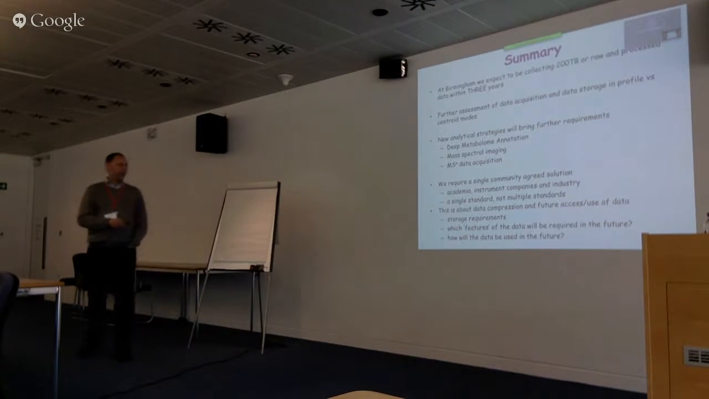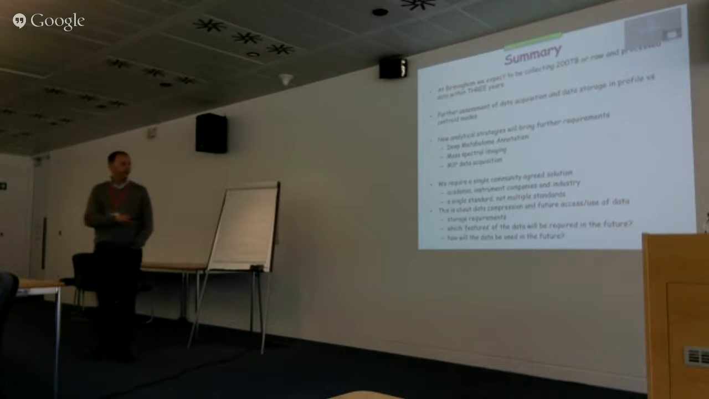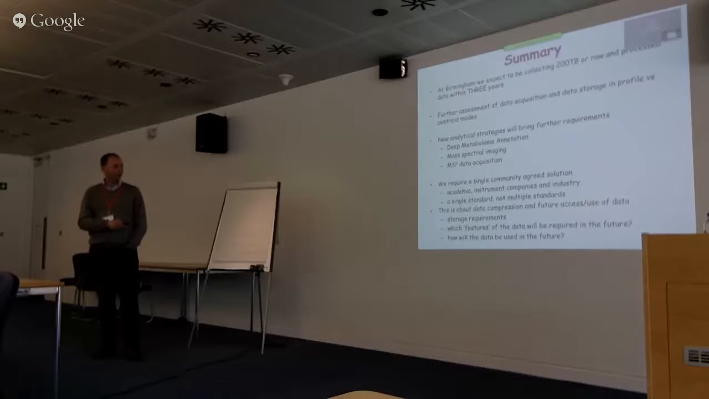So just a summary: at Birmingham we expect about 200 terabytes per year of raw and processed data that we need to store, within 3 years. I'm interested in looking at the profile to centroid transition, to see whether that's the way to reduce data down. The analytical strategy: we've already mentioned mass spectral imaging. It's not something we're doing at the moment, but obviously that's really important.